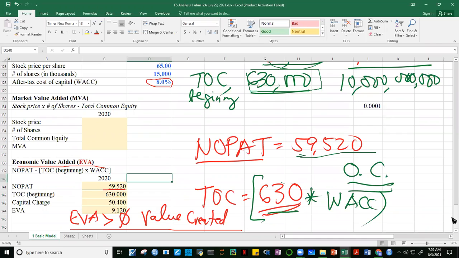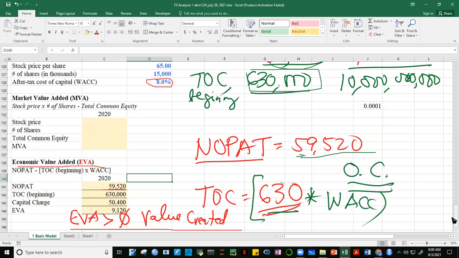So, ROIC, guys, return on invested capital. Pag returns kasi, pag sa financial ratios, pag sinabing returns, you're dividing something with something. Katulad kanina, yung return on equity. So that's net income after tax divided by total shareholders' equity. Return on assets. That's net income after tax divided by total assets. Return on invested capital. So that's net operating profit after tax, no? Divided by your TOC beginning.